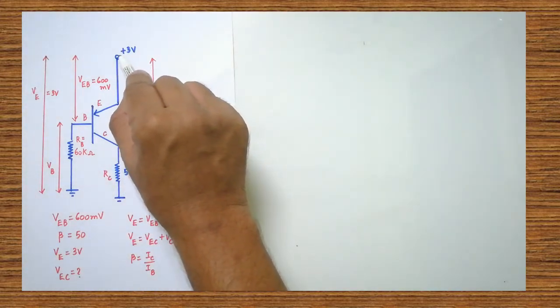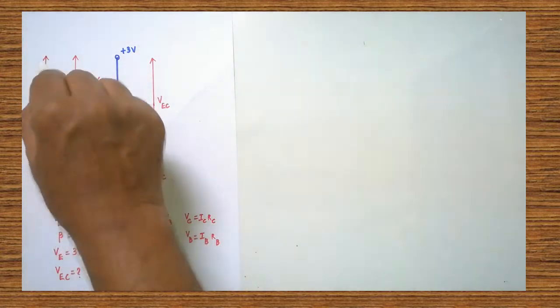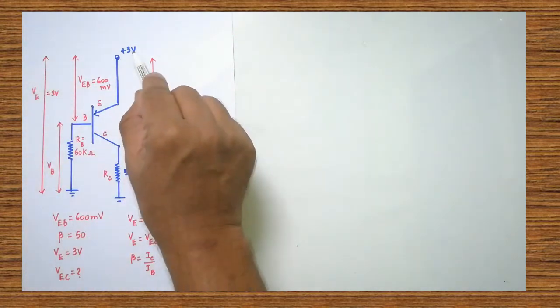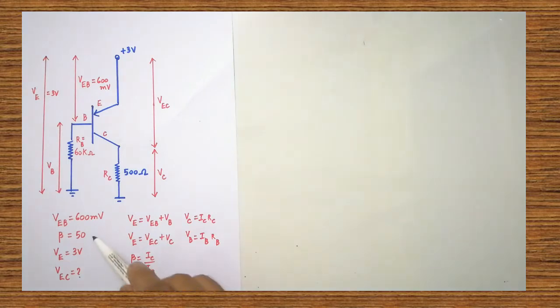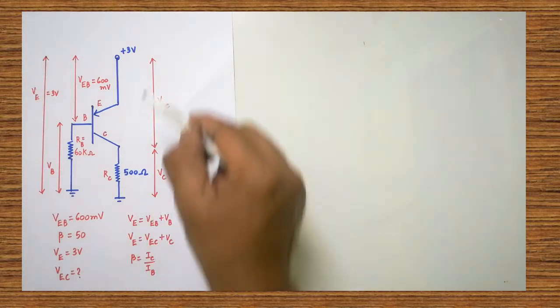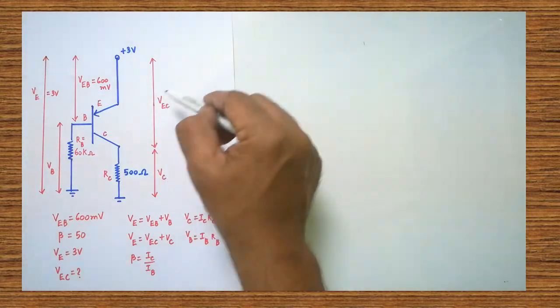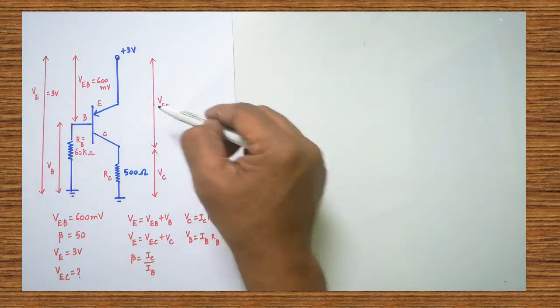Across this end and ground, how much voltage is there? VE is equal to plus 3 volt. So these are all the three known values. You are asked to calculate the VEC. Which one is VEC? VEC is nothing but the voltage in between emitter and collector. You are asked to calculate this VEC.